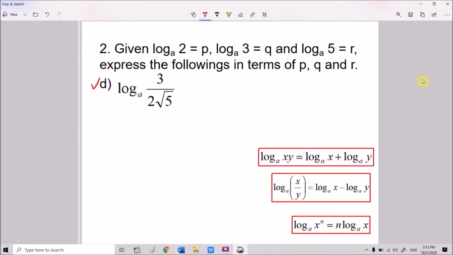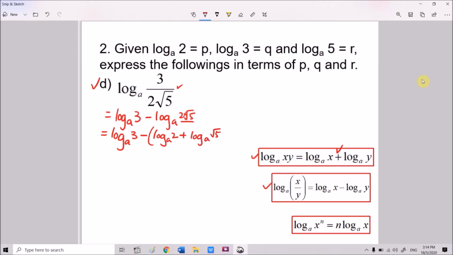Question D here, we have log base a of 3 over 2 root 5. So since there's a division here, we can use the division law. So we can rewrite this as log base a of 3 minus log base a of 2 root 5. And since we have a multiplication here, 2 multiplies root 5, we can use the product law here. So you have log base a of 3 minus, for this we have log base a of 2, and then we have plus here, plus log base a of root 5.